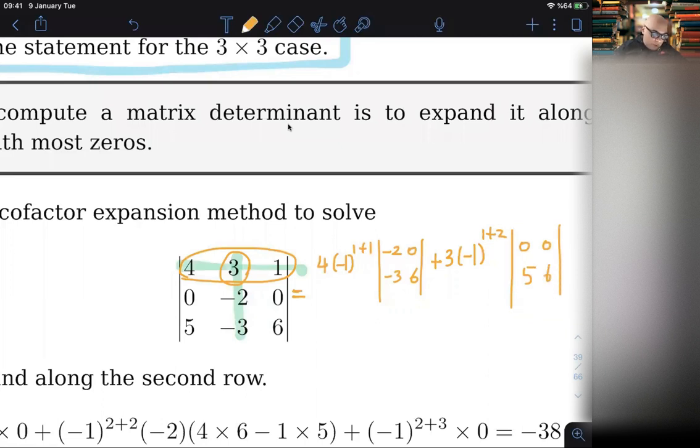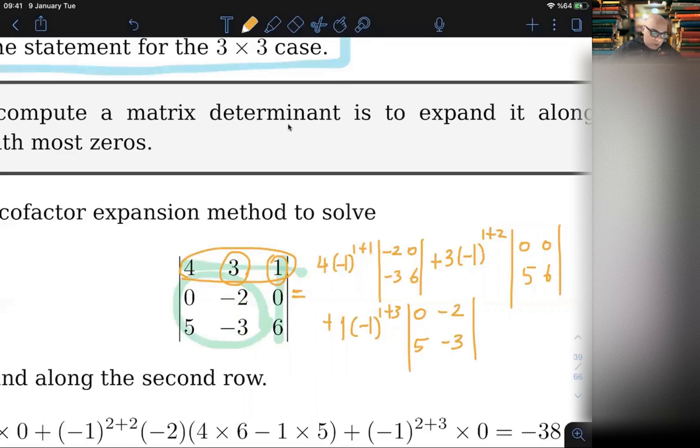And there is one more term here, which is this term. So it is 1 times -1 to the power, the position, which is a first row and third column. And if I delete this row and column, I get this part, which is 0 minus 2, 5 minus 3.